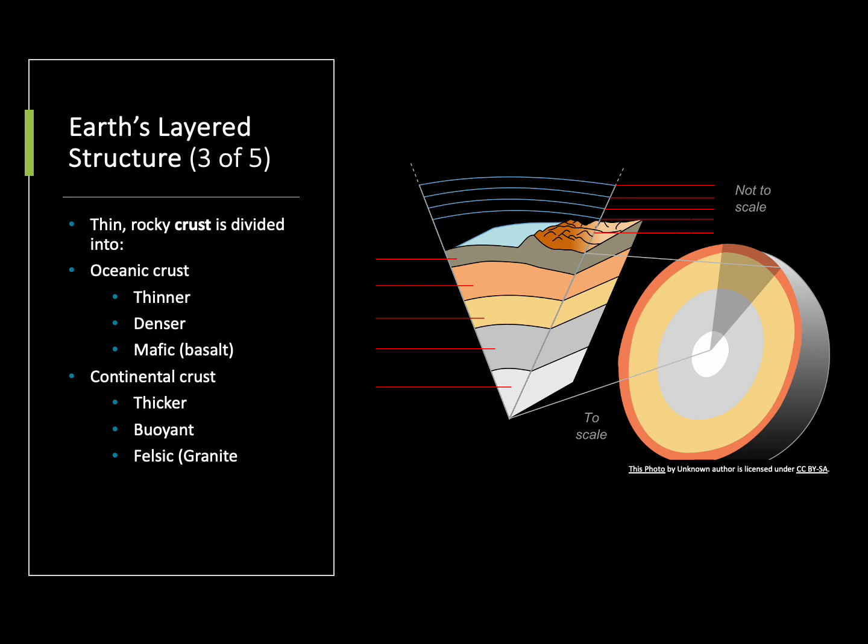On the other hand, our continental crust is twice as thick. It's also buoyant, so it likes to float instead of sinking, and our continents are mostly felsic. They're made out of that granite-like rock that's light in color, light in weight, because it's made out of those salty silicate elements.